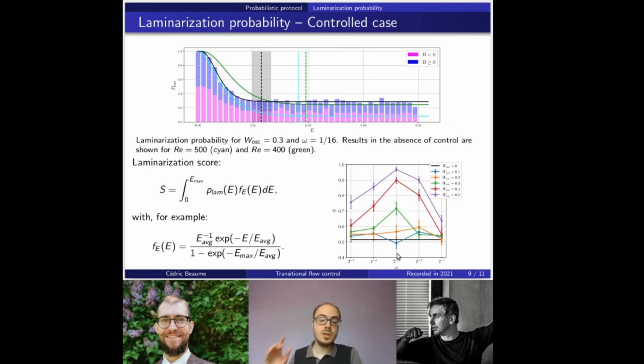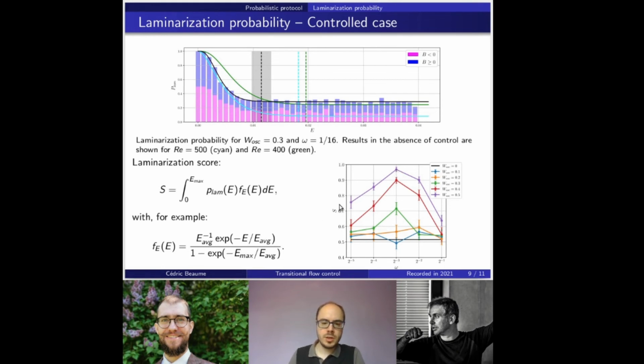First of all, there seems to be an optimal frequency for the forcing, which is 2 to the power minus 3, where pretty much all these curves seem to be maximized. So the laminarization probability seems to be maximized for a frequency of control of 2 to the power minus 3. And also we notice that increasing the amplitude, going from the uncontrolled case in black to the purple case, which corresponds to WOSC equals 0.5, leads to an increase in the laminarization score, which means that this control strategy becomes more and more efficient at killing turbulence, or transition to turbulence, as we increase its amplitude.